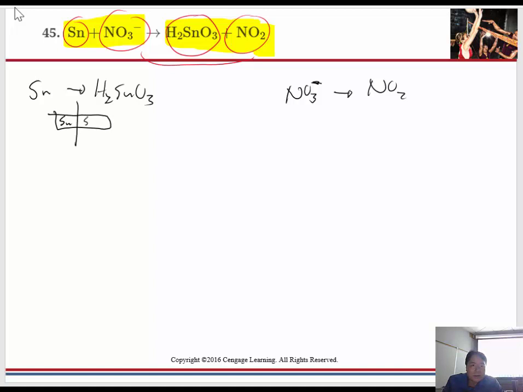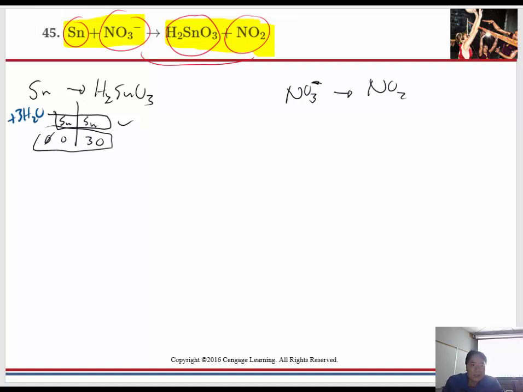Well, the tins look to be balanced, and so that's already balanced. And then we're going to balance the oxygens. So 0 oxygens, 3 oxygens over here, and we balance it by adding waters. So we need plus 3 H2O over here.